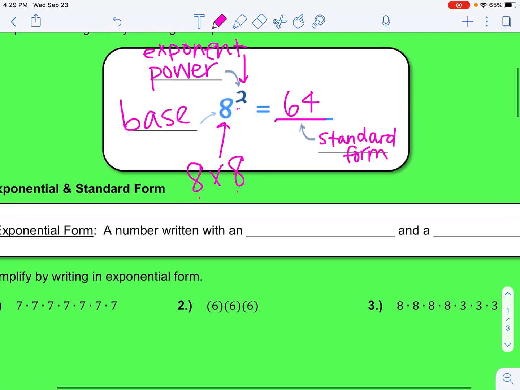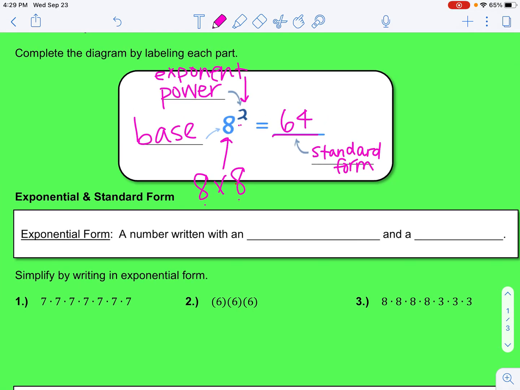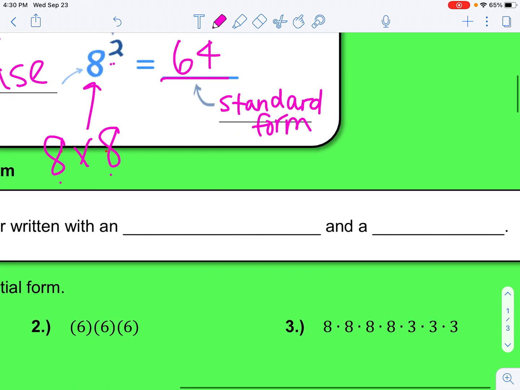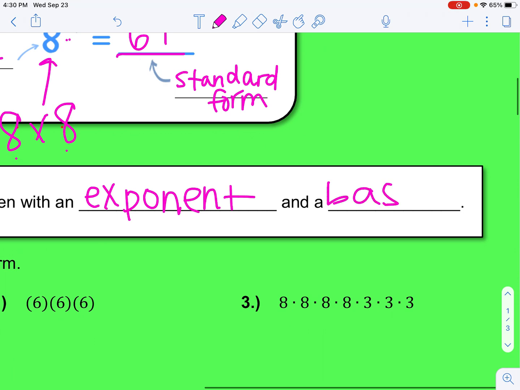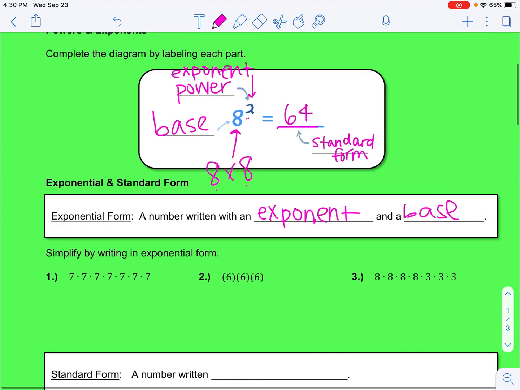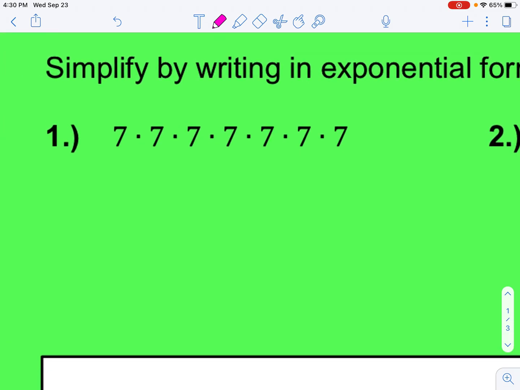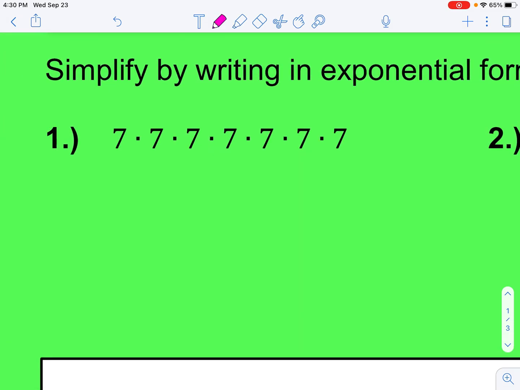Once you have that labeled, we are going to look at what exponential form is. Exponential form is a number written with a power, or an exponent, and a base. So this right here is called exponential form. Now we are going to look at number 1. We need to simplify this problem by writing it in exponential form.